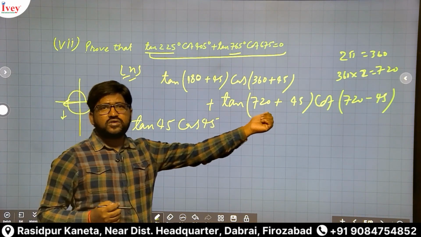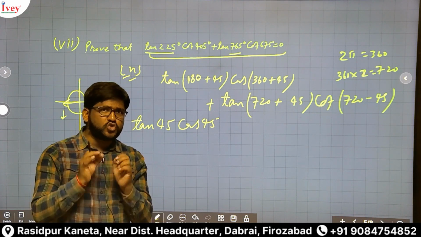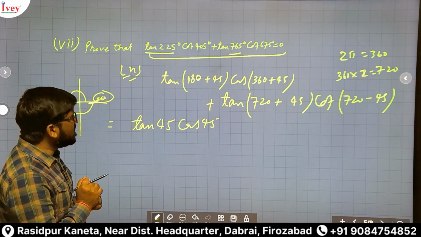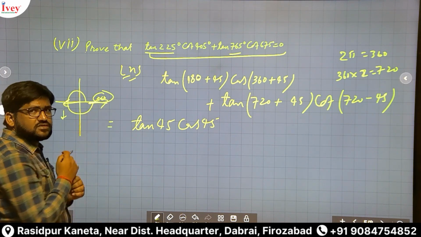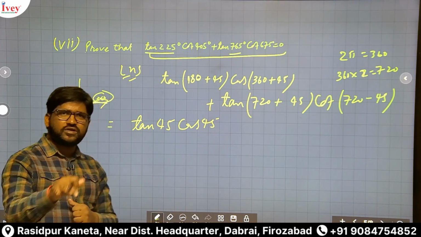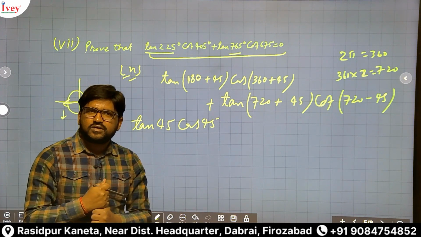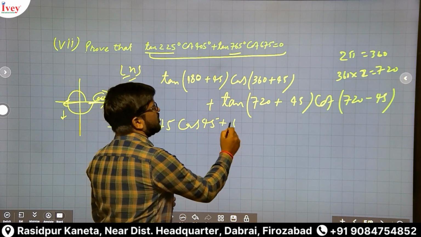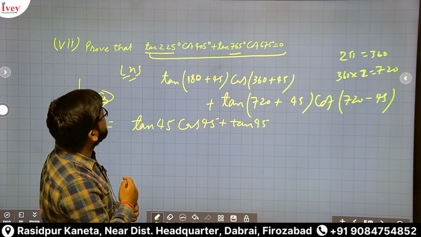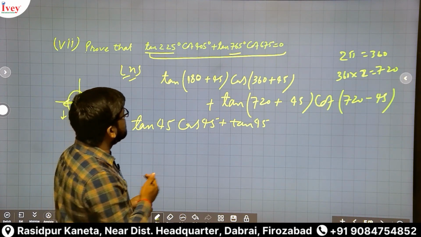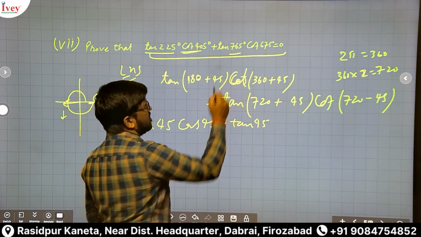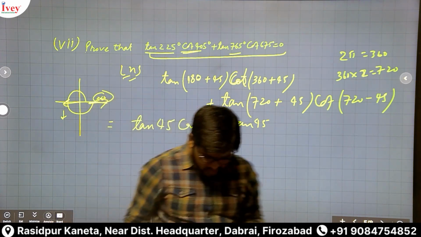Now it is actually 4 pi. It is 2 pi into 360, this means it is 4 pi. 4 pi means again it is lying in the positive direction of x-axis. This means 4 pi plus 45, so we are landing over the first quadrant, and in the first quadrant tan is positive, so this is going to be tan 45, isn't it? Right? So it was not cos, it is cot. So just change cos into cot.